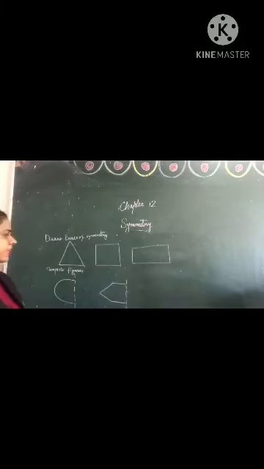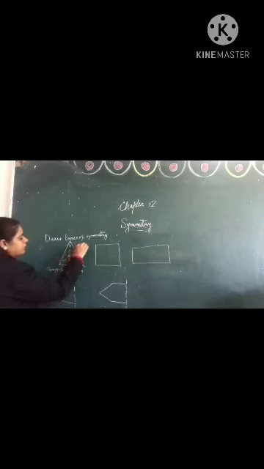Now moving to next part. These figures are given to you. You have to draw the lines of symmetry in these figures. Suppose triangle is given to you. Now you have to draw the line of symmetry in this triangle. You can vertically draw the line of symmetry like this, or you can draw the line of symmetry like this.